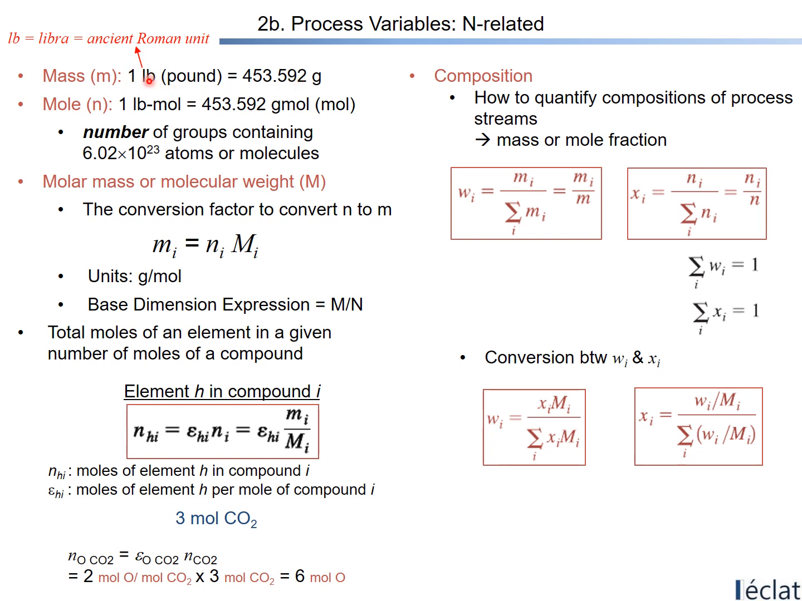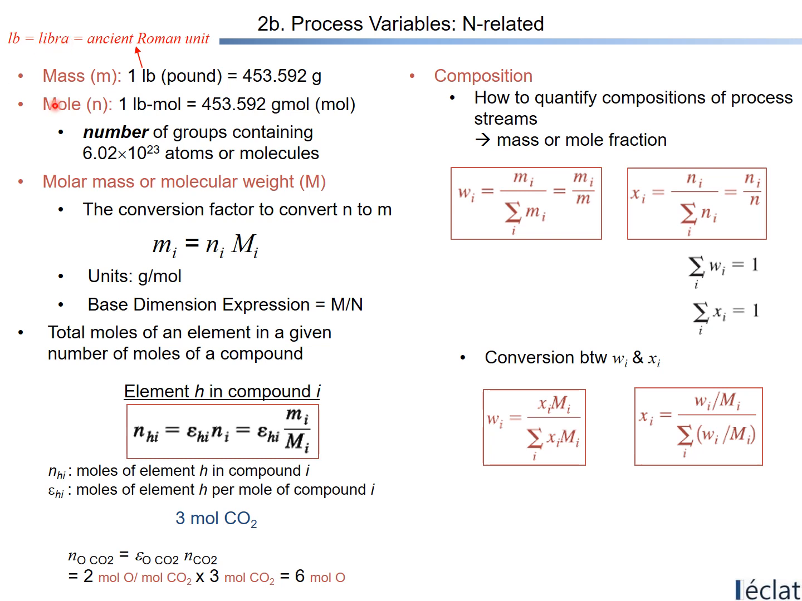1 pound is 453.592 gram. The symbol of pound is lb. Actually, lb comes from an ancient Roman unit, libra. Libra means balance.